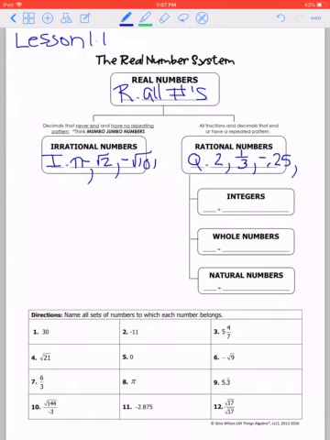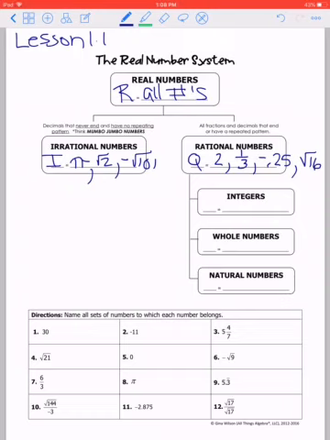And then since I used some square roots on the irrational, we also have square roots that are rational. If I said the square root of 16, and hopefully you know that's a perfect square, the answer for the square root of 16 is 4. So that, again, is an ending decimal. It's a whole number, so that would be rational, okay?